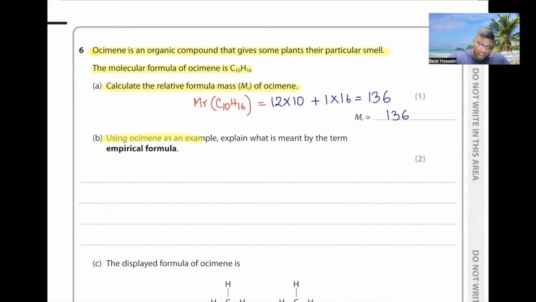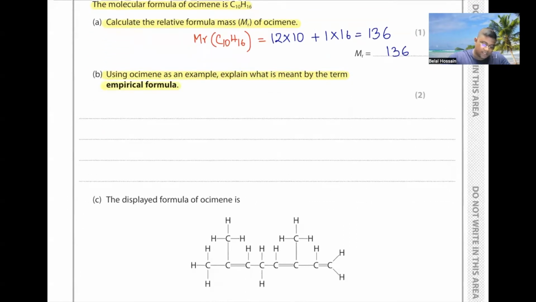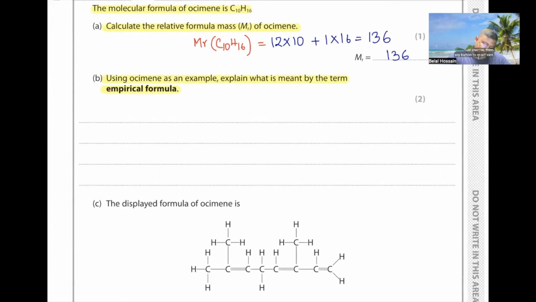Using ocimene as an example, explain what is meant by the term empirical formula. Guys, questions like this are very important because they are always repeating. So please memorize: empirical formula shows the simplest whole number ratio of atoms present in a compound. The empirical formula for ocimene, as we can see over here, which is C10H16, will be C5H8.